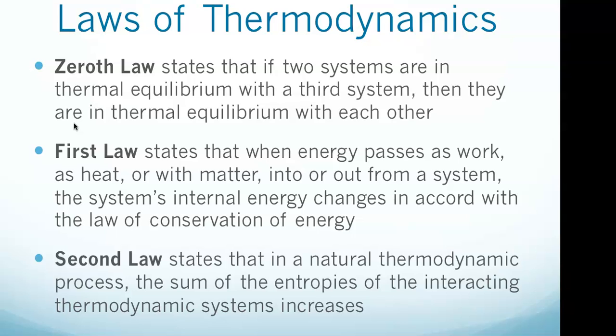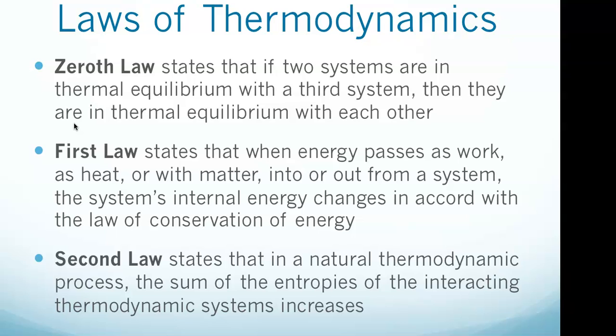The first law states that when energy passes as work, as heat, or with matter into or out from a system, the system's internal energy changes in accord with the law of conservation of energy. Equivalently, perpetual motion machines of the first kind, which are machines that produce work with no energy input, are impossible.